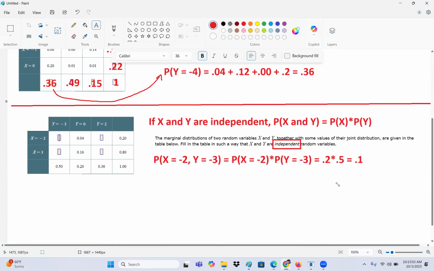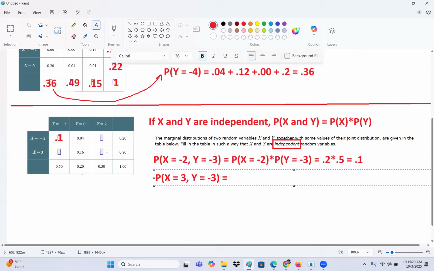And then after that, we can also use the property to figure out P of X equal to 2 and P of Y equal to -3. We can simply multiply 0.5 and 0.8, which is 0.4. Or we can also do 0.5 minus 0.1, which we did earlier, because the total probability has to add up to 0.5. So you take 0.5 minus 0.1, you get 0.4.